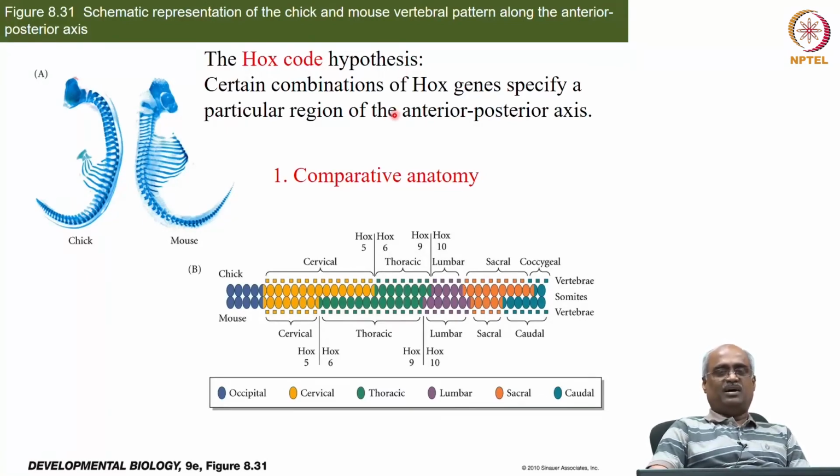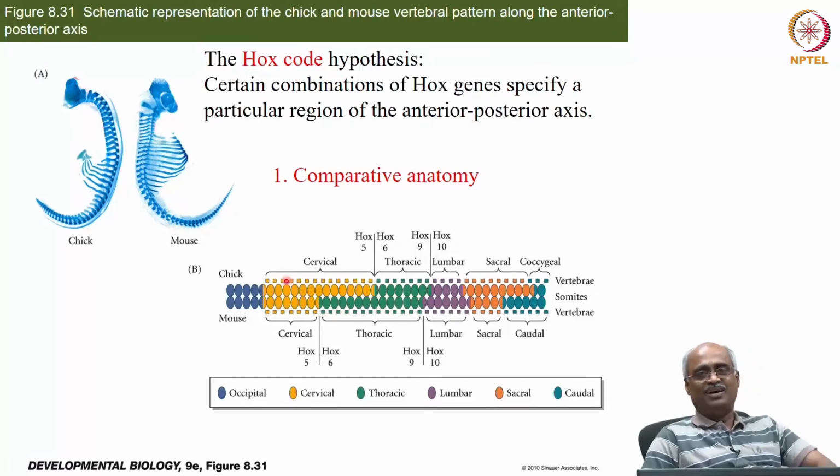So is this true? It is true, and evidence comes from 3 different kinds of independent observations. One of them is comparative anatomy. So you look at the skeletal structure. For example, here you look at the chick and mouse skeleton. The chick's neck is a lot longer than the mouse's. So here is the rib cage, and here this is the rib cage. Between the rib cage and the head, this has a long neck, and this is a short neck.